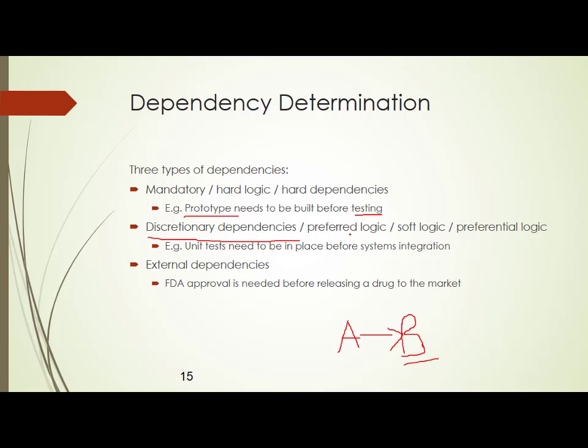Discretionary dependency means preferred logic. That means you have the option to change. Let's say that in your organization, we'll take the same example, you are doing prototyping first and then testing. This is a mandatory dependency, but later on, after executing a few projects, you find out that this may not be correct all the time. You will find it is even good if you do a part of testing and then you can always go to prototyping also, because after completing 5-6 projects, you will understand that this mandatory requirement is not good all the time.